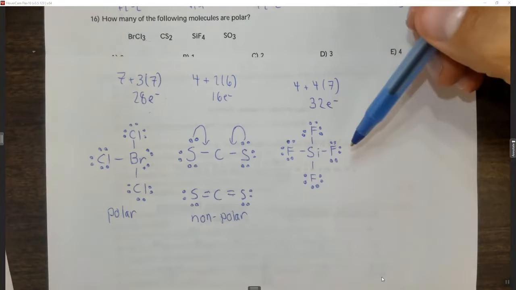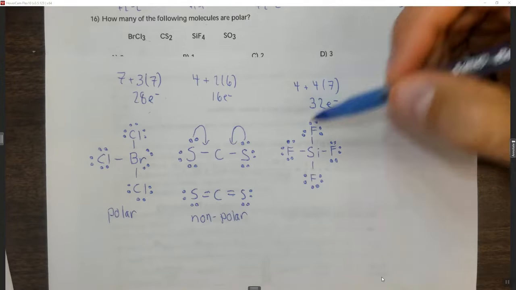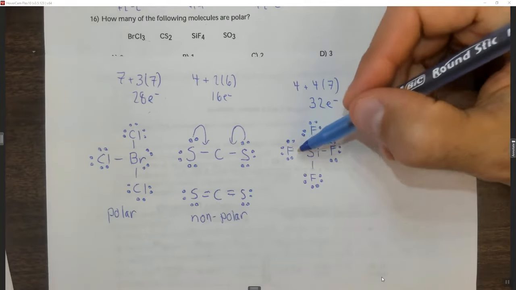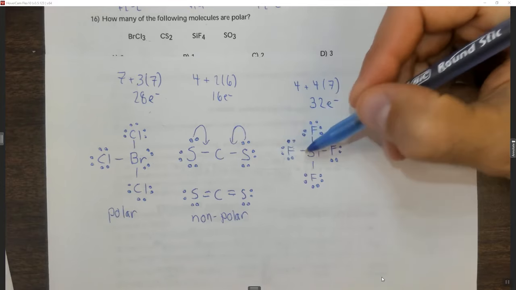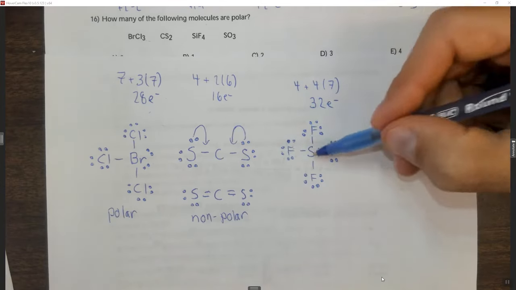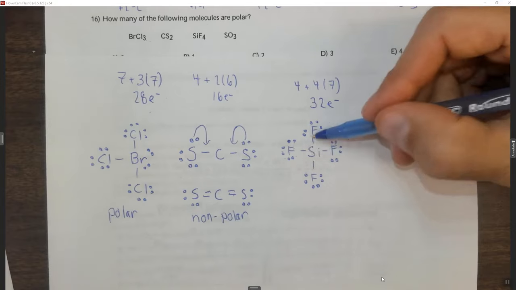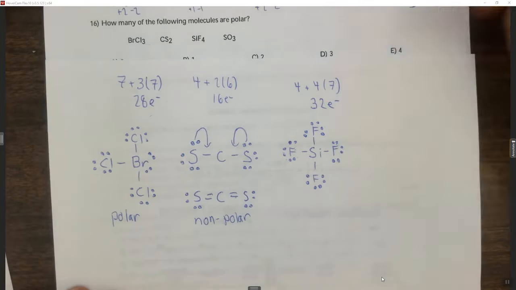So now I want to determine the formal charge. Fluorine wants to have 7 electrons around it. It has 1, 2, 3, 4, 5, 6, 7. It's neutral. All the other fluorines are the same. Silicon wants to have 4 electrons around it. It has 1, 2, 3, 4. It's neutral, so all formal charges are 0.